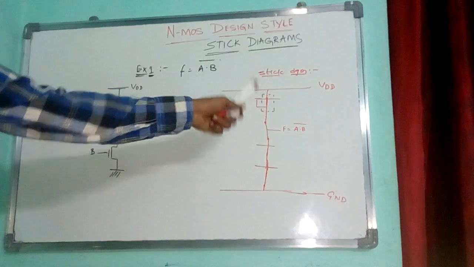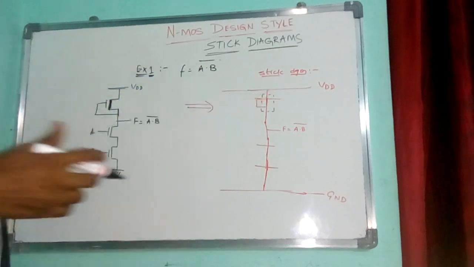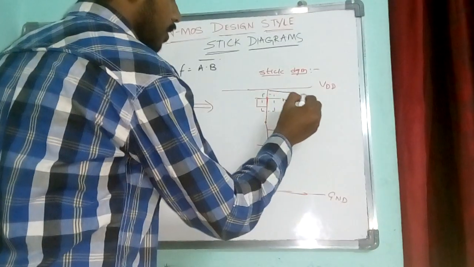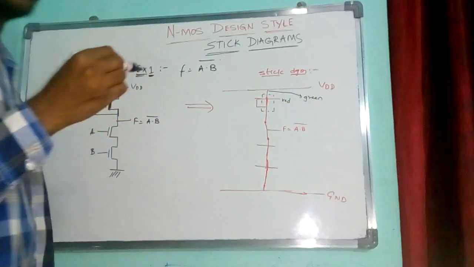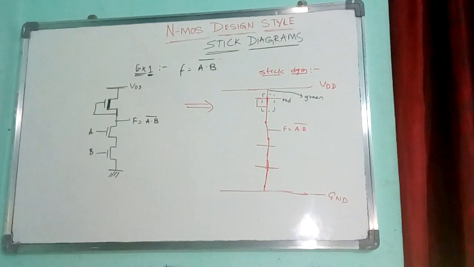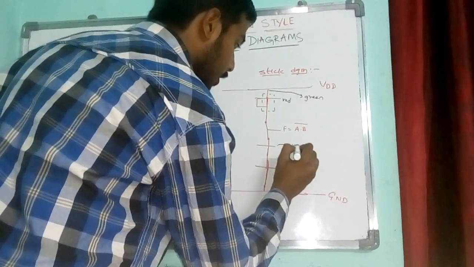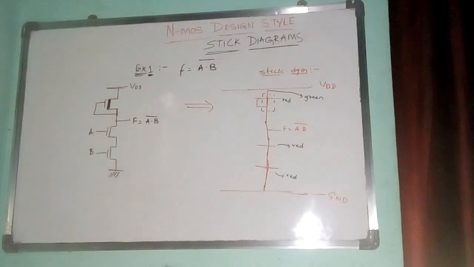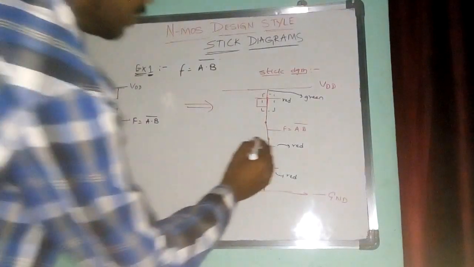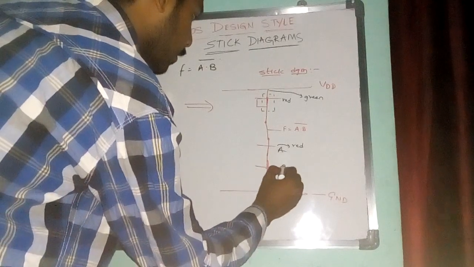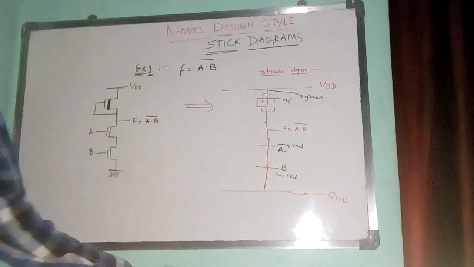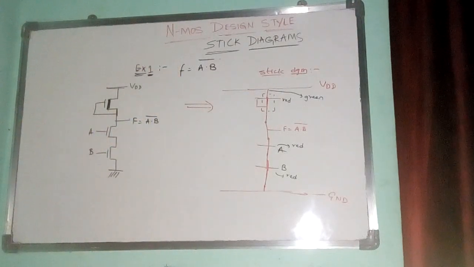This is showing the Nmos depletion mode. Now this gate part is denoted by red color and this part is green color. Similarly this part is red color, this part is red color. And this is A, this is B. This is the stick diagram of the NAND gate, F equal to A dot B bar. That's all for this video.